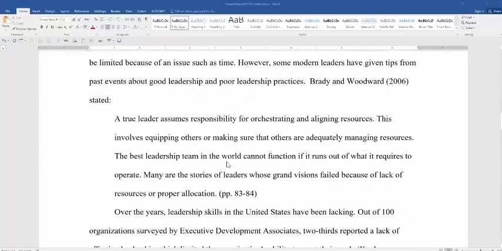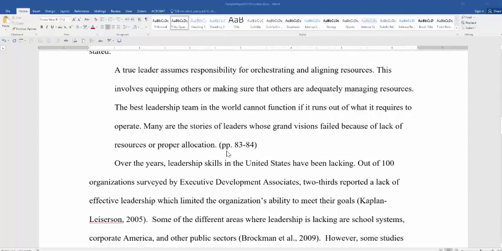This happens to be a direct quote that is 40 or more words, so it is a block quote. The quote ends with the period. Following that, you include the page number or page numbers in this case where that quote appeared. That is not a complete sentence. It does not end in a period.